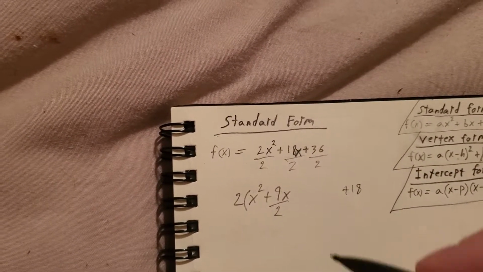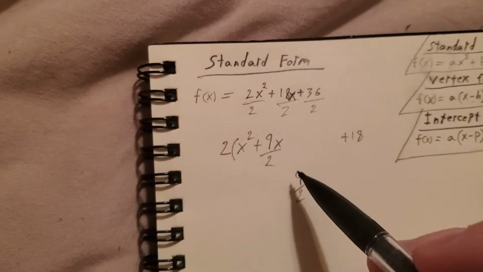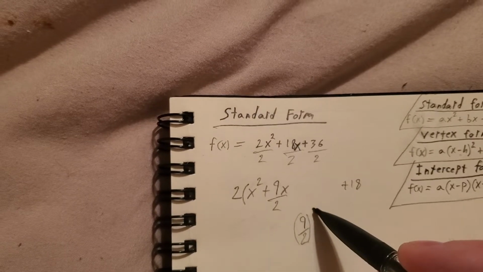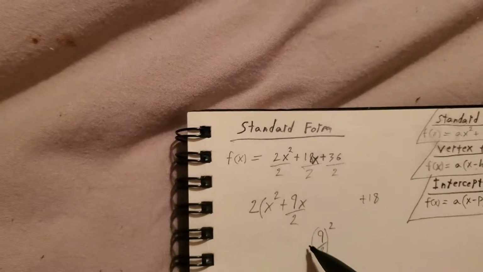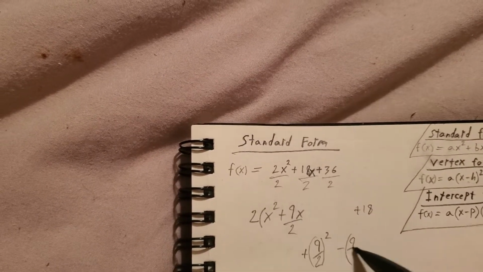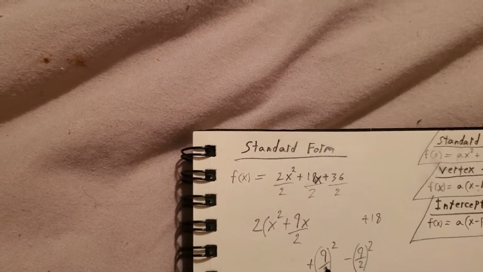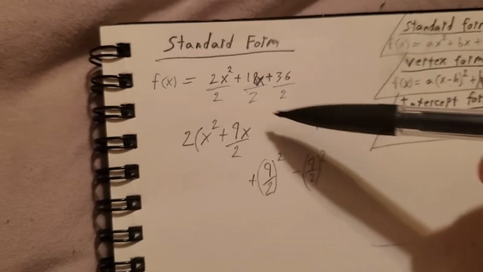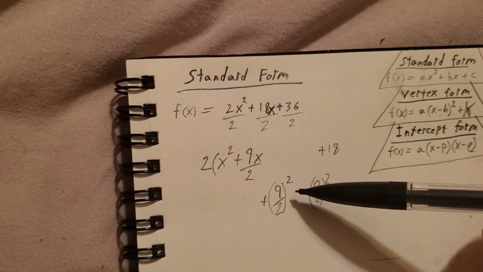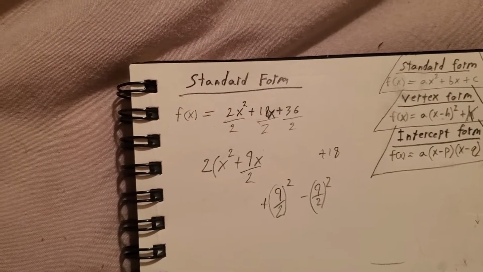Okay, 9 divided by 2 is just 9 over 2. And what we're going to do after we divide it by 2 is square this. This whole thing gets squared. And then we're going to put a plus sign in front of it and a negative sign in front of it as well. Alright, so you divide whatever the middle value is by 2. You square it. And you're going to put a plus and minus before each one of those.